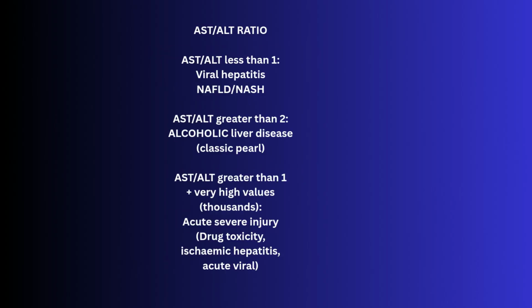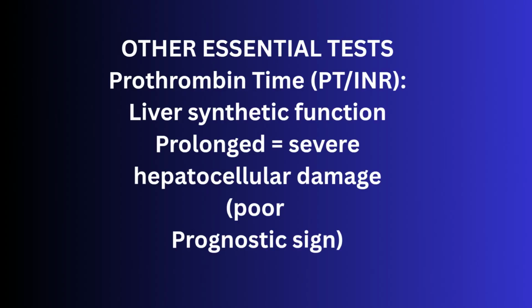The AST to ALT ratio gives more clues. A ratio less than 1 suggests viral hepatitis or fatty liver disease. A ratio greater than 2 is the classic pearl for alcoholic liver disease. And if AST and ALT are in the thousands with a ratio greater than 1, think acute severe injury: drug toxicity, ischemic hepatitis, or acute viral hepatitis.